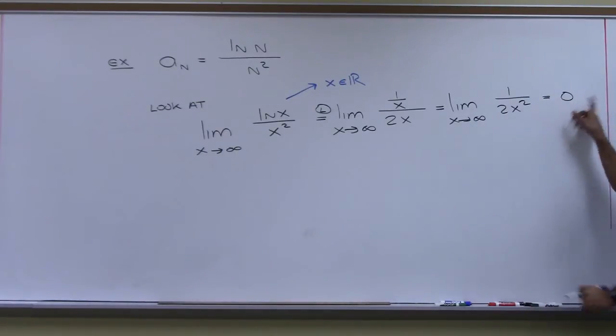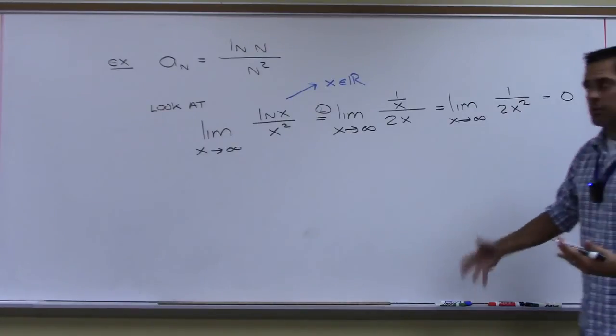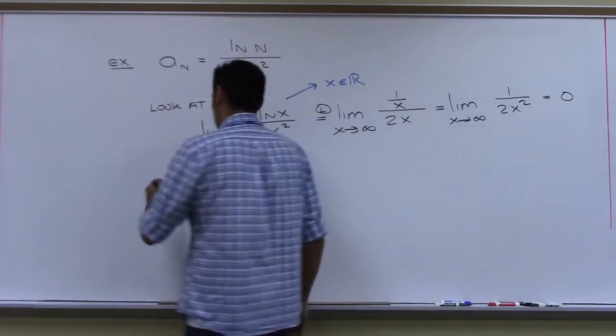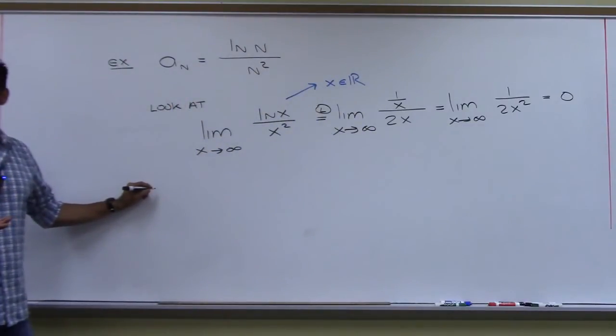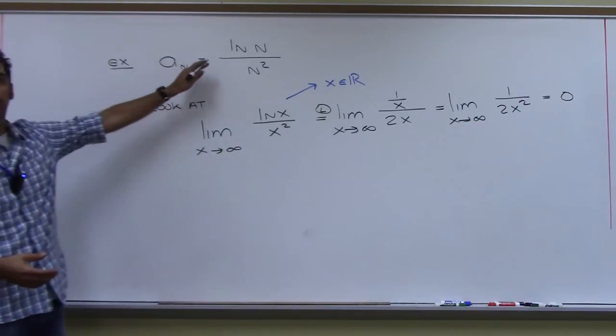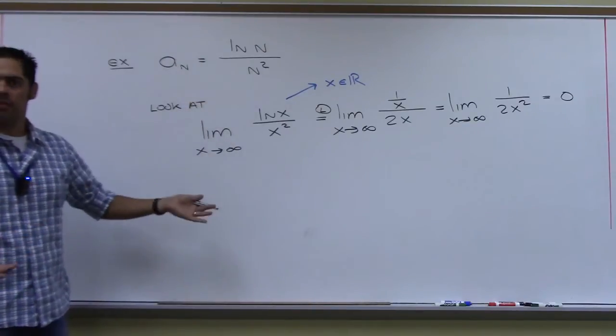I'm not going to box that and say that's my answer. I'm going to now draw the conclusion, right? I need to state the conclusion. How do I say this? Therefore, this sequence converges to 0.